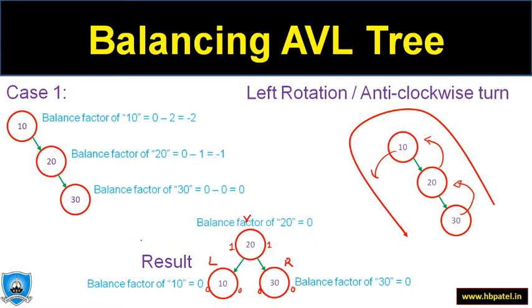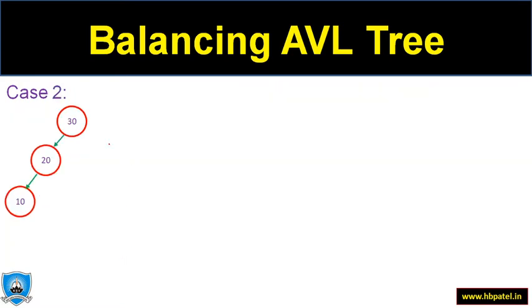So for all these nodes the balance factor is 0. Now the second case is something like this, wherein I'm having 20 on the left side of 30 and 10 on the left side of 20. Let's check this out. The balance factor of 10, because there is no left and right subtree for 10, is left 0 minus right 0, which is 0. Now for 20, on the left-hand side I am having one child, but on the right-hand side there is no child, so 1 minus 0 is equal to 1. And for 30, on the left-hand side I am having 2 children, but on the right-hand side I don't have any, so it is 2 minus 0 is equal to 2.